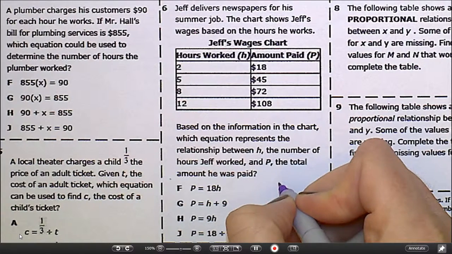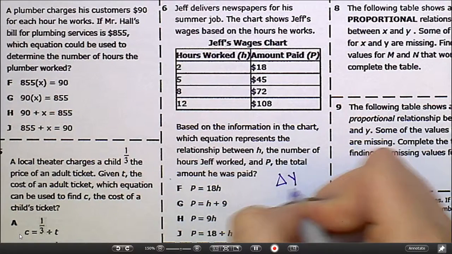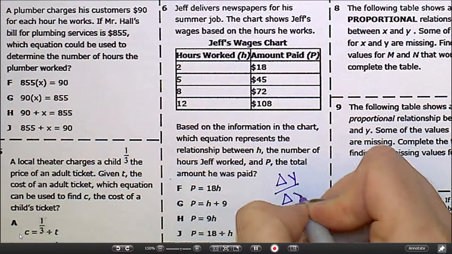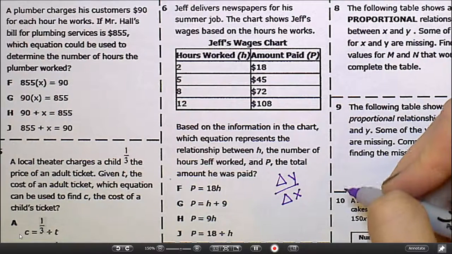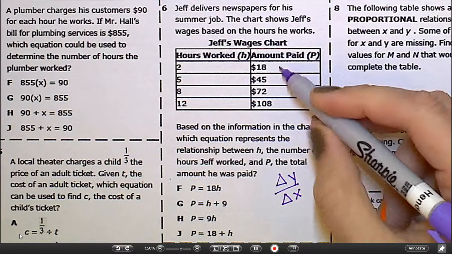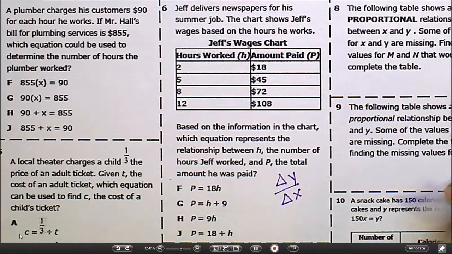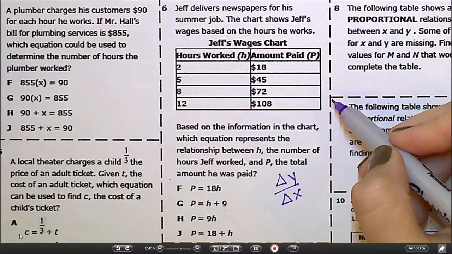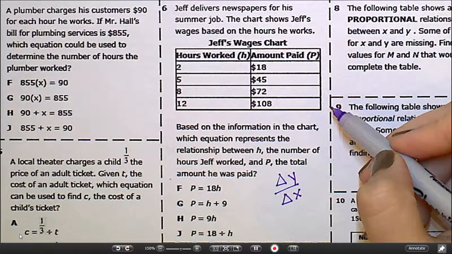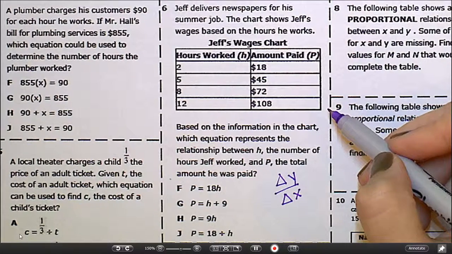delta y, or change in y, over the change in x. Or, since this is a proportional situation, and we know it's a proportional situation, you could just take your x value and divide it by your y value. But we don't always know that, so it's a good idea to go ahead and use that change in y divided by change in x. And you can look back at your slope notes if you have a question on this.